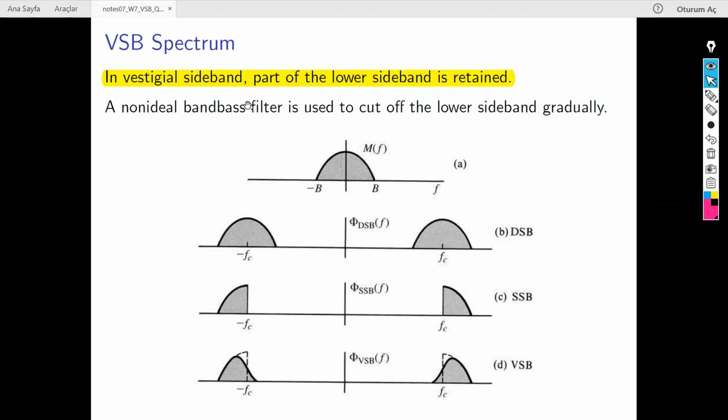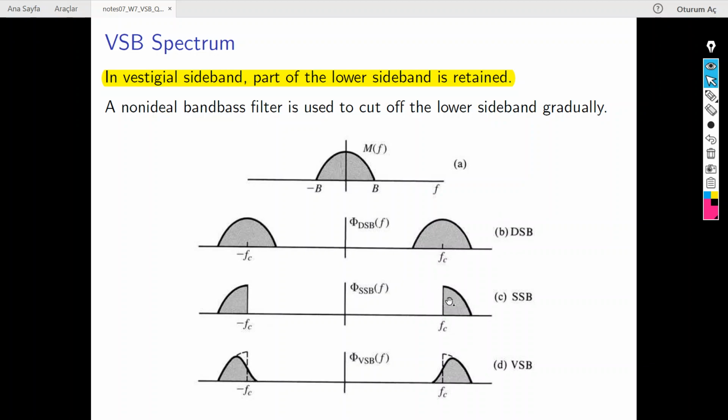Vestigial sideband spectrum. Part of the lower sideband is retained. Now let's understand this with the graphics. You have your signal M of f and you multiply it by a carrier. You take two copies of it. You will see two copies of the signal, one at the positive part of the spectrum, one at the negative part of the spectrum, and we call this double sideband.